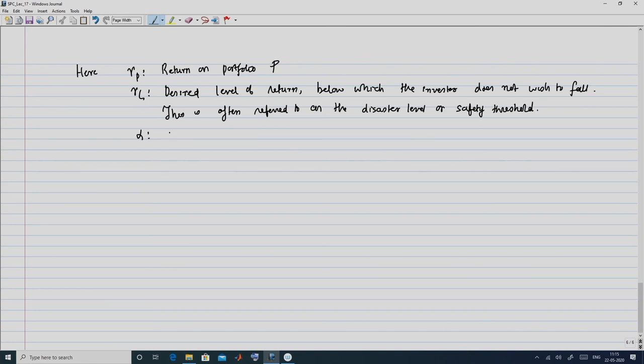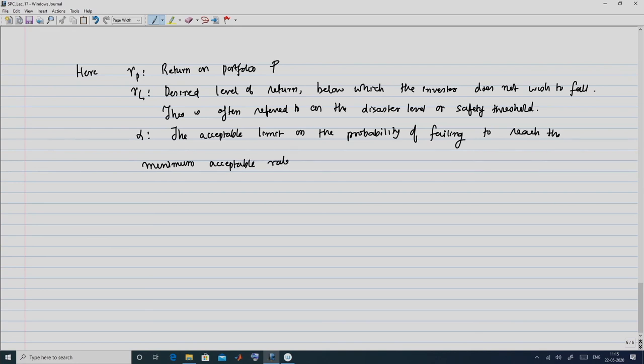And finally, alpha is going to be the acceptable limit. That means the maximum possible percentage chance that you are willing to accept on the probability of failing to reach the minimum acceptable rate of return RL.